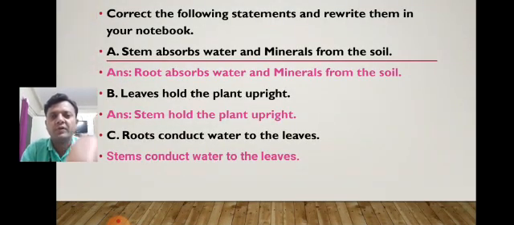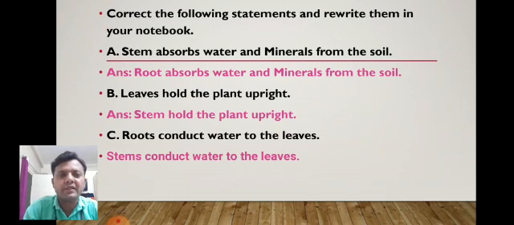First of all, the first question is: correct the following statements and rewrite them in your notebook. The statements given there are wrong, so you need to correct them and write them down in your notebook. A: stem absorbs water and minerals from the soil. The statement is wrong, so the answer is: roots absorb the water and minerals from the soil.